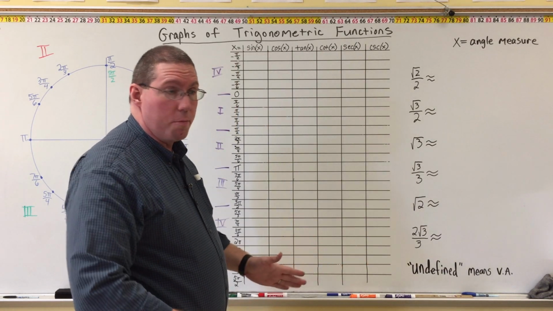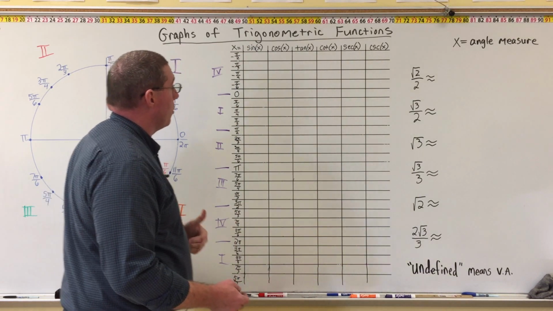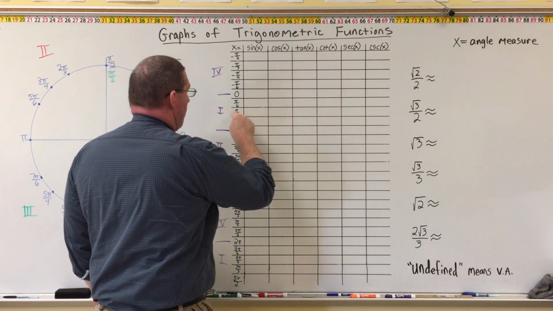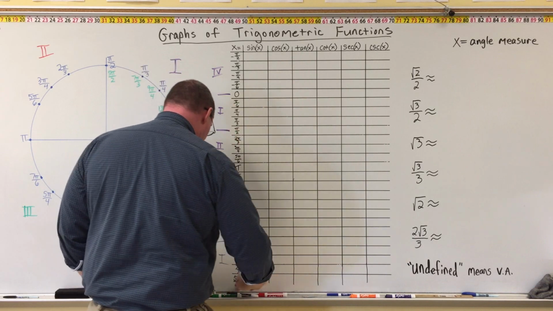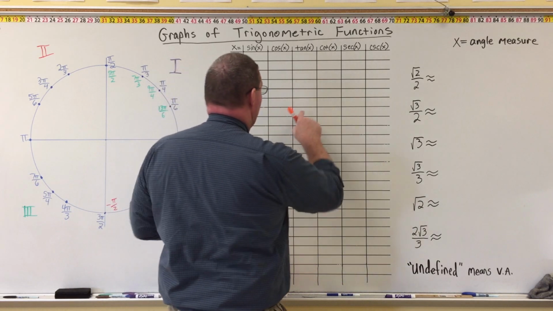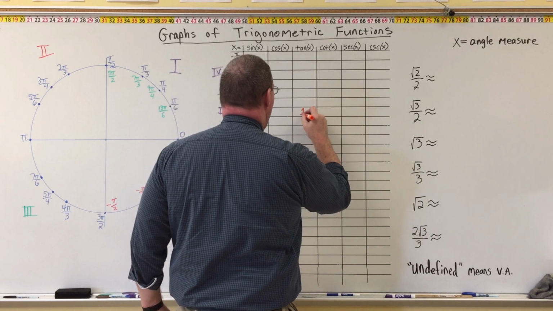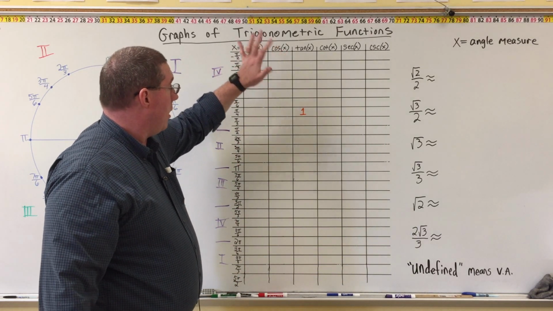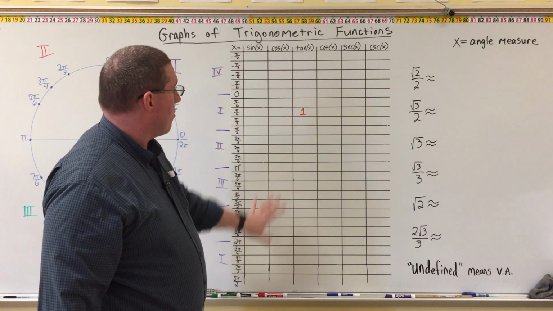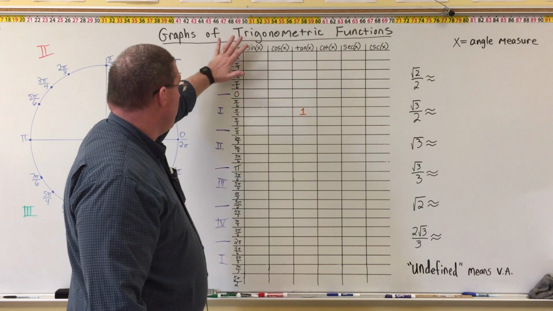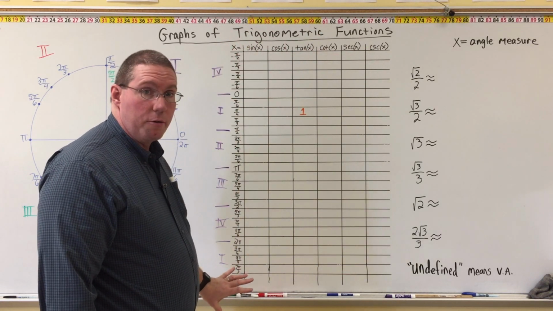Now you've already done this before, but very simply what we're doing here is we're saying, for example, what is tangent of pi over 4? Well, we know that tangent of pi over 4 is 1. So in this box right here, we would put a 1. And so what we're going to do now is fill in all 6 of these columns based on the input values of these angles.